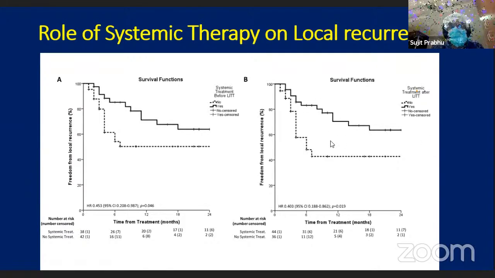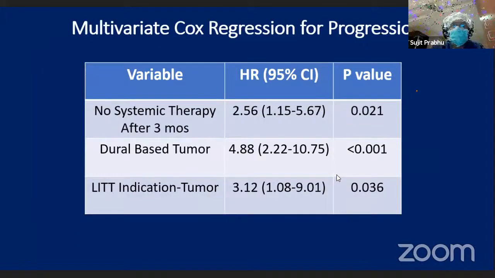So clearly we want to advance systemic therapies in patients after LITT, and I've been a big proponent of using systemic therapy as soon as possible, because most of these patients can be given treatments even 24, 48 hours after laser interstitial thermal therapy.